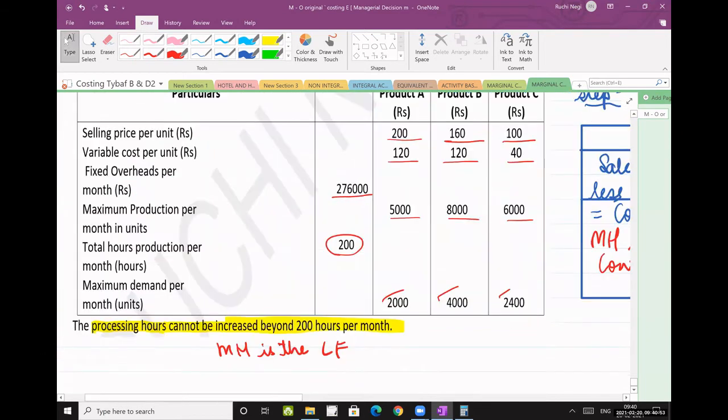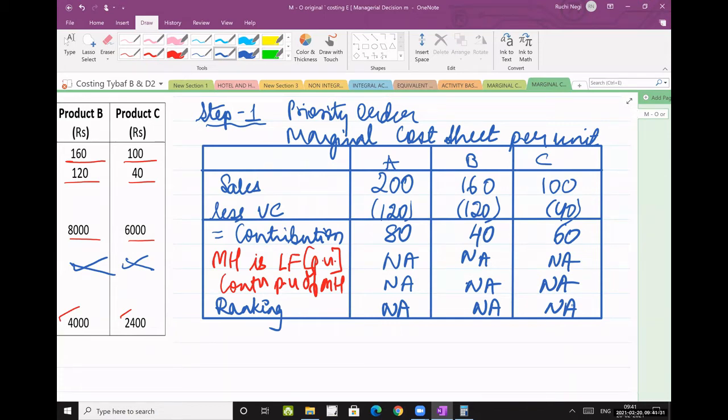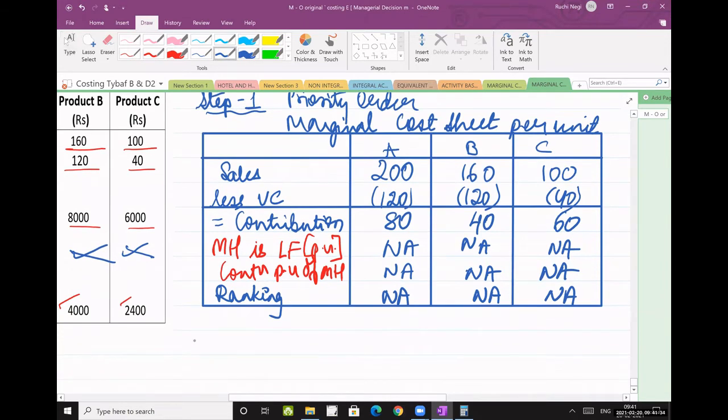कुल प्रोडक्शन 200 है, तो ये इंडिविजुअल बाइफर्केशन नहीं है ना, ये होना चाहिए था. This is missing in the question. So I cannot calculate machine hours as limiting factor per unit. Not possible. So ranking is also not possible, or priority order is also not possible. Priority order based on machine hours as the limiting factor is not possible. समझ में आया question? Is the question clear?